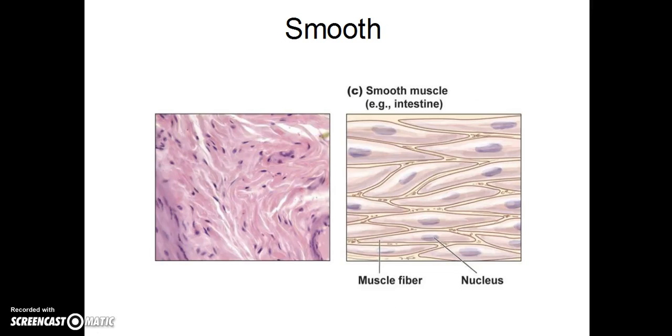Smooth muscles are found in our large and small intestine, circulatory system, and our urinary system. These muscles have an automatic response, not one we can control.